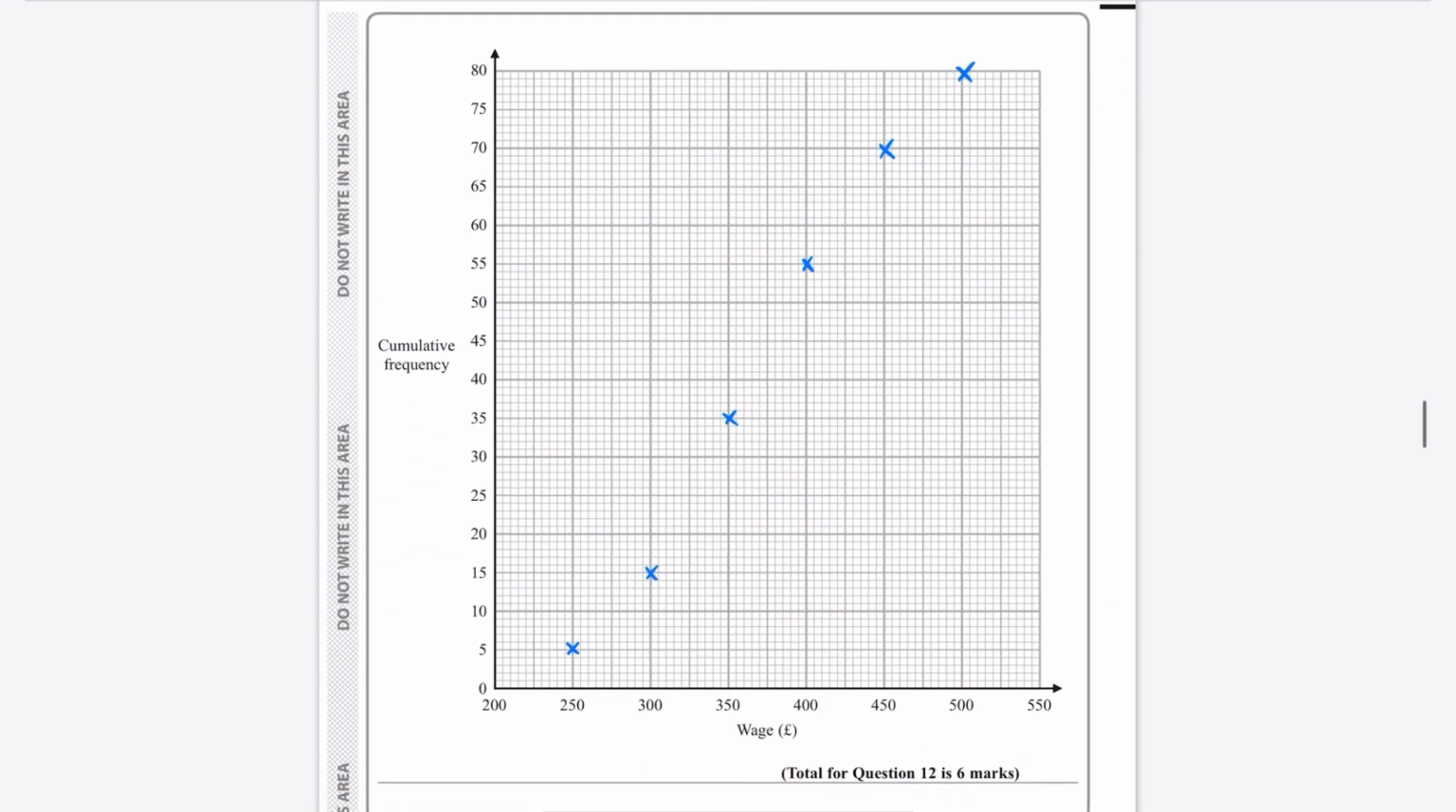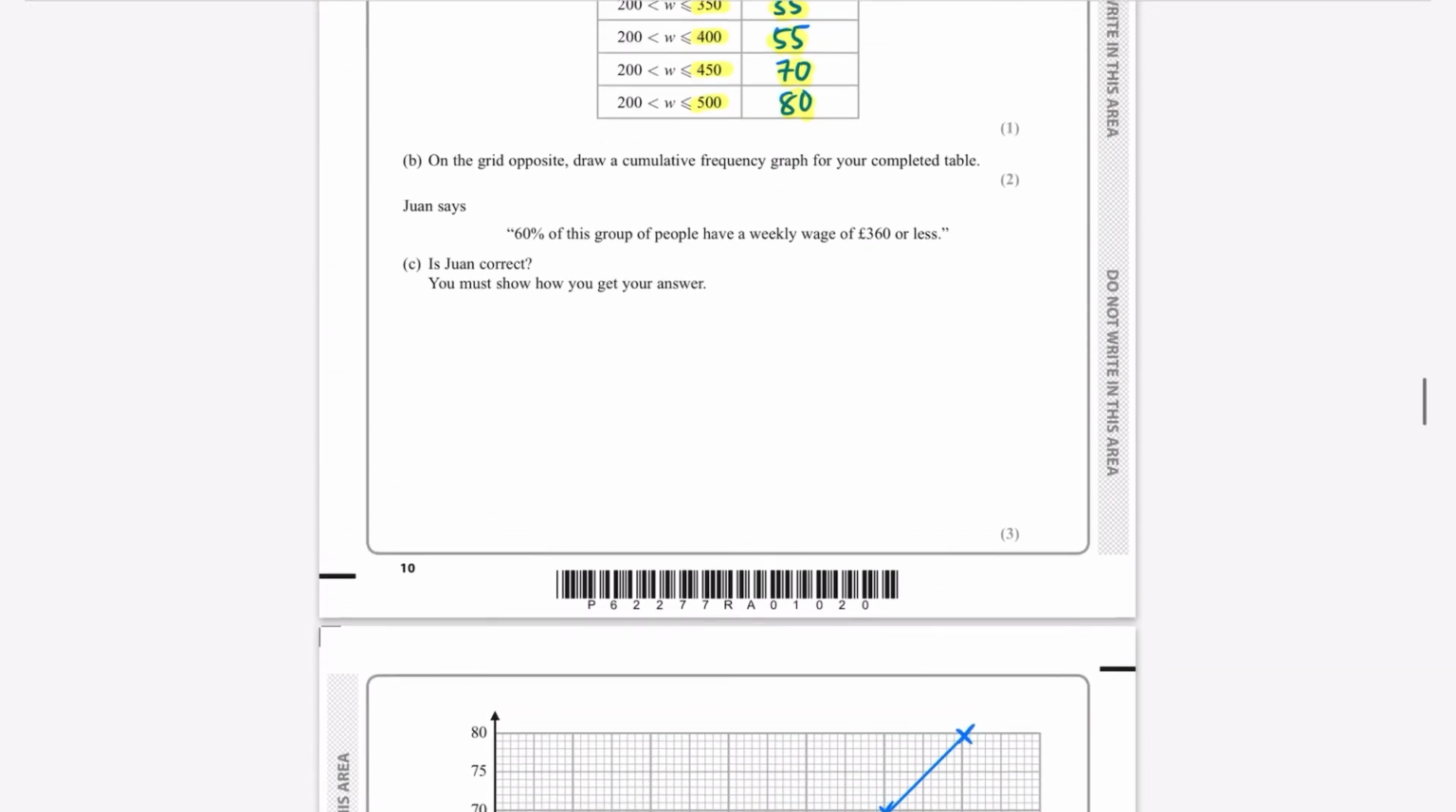Now when you do these, sometimes they might tell you to draw them smoothly. I actually think it's easier to just draw them with a straight line, like this. You can just use a ruler. It's perfectly fine to do it like that. It does say that that's accepted in the mark scheme. So there's our cumulative frequency graph.